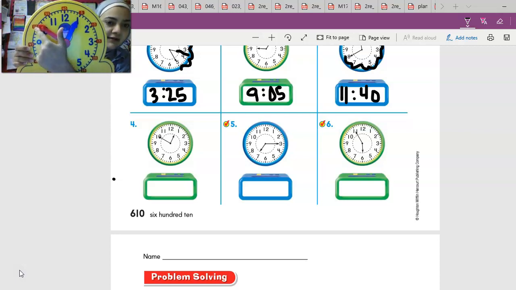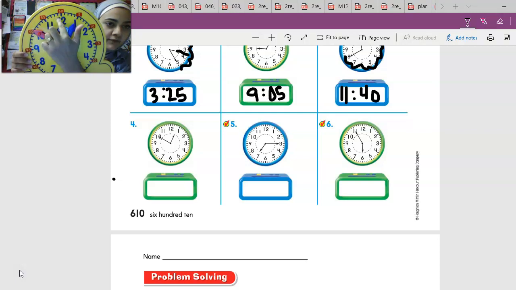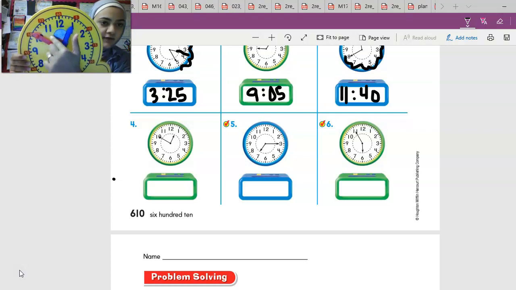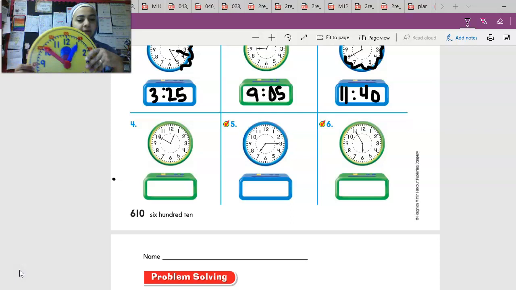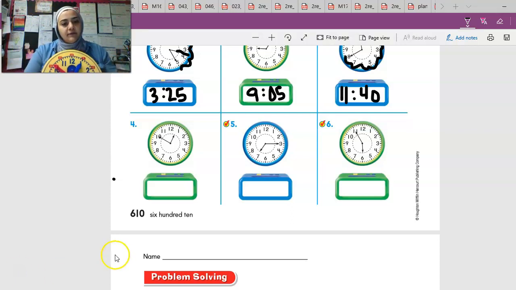There we go. It looks like this. The hour hand, or the small hand, is pointing to the 7, and then the big hand is pointing to the 3, which is 15. So the time here is 7:15.